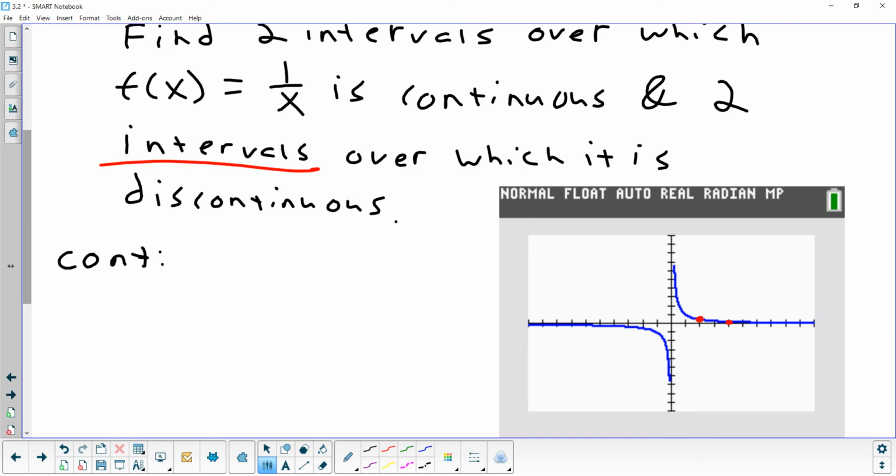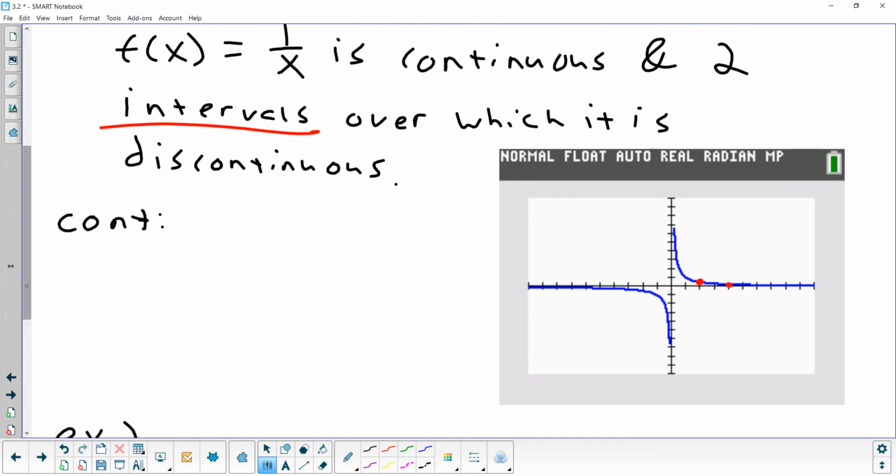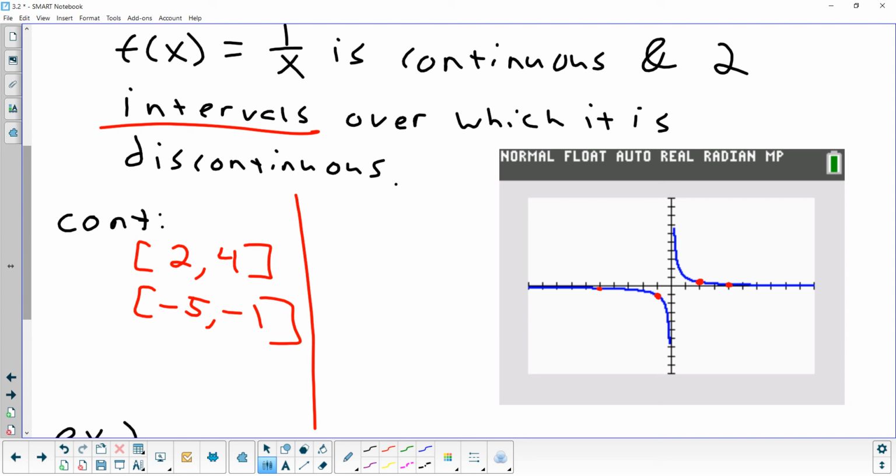Now, when it says interval, you could do an open interval, you could do a closed interval, you could do a half open. That doesn't really matter. All right, so I'll just do it as a closed interval. You could trace from 2 to 4, including 2 and including 4. Can somebody give me another interval that you could trace from the start to the end without lifting your pencil? Mike? -5, -1. All right, so if we go -1, we're about right there. -5, we're about right there. And I can definitely trace between those two without lifting my pencil. All right, so those are two intervals where it's continuous.